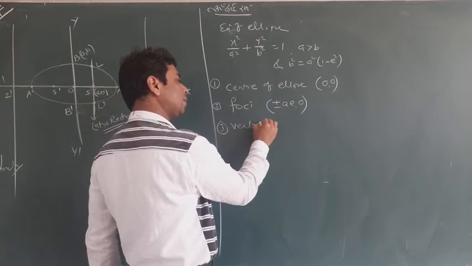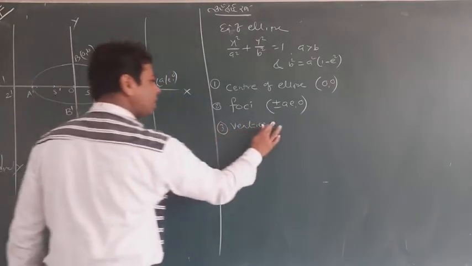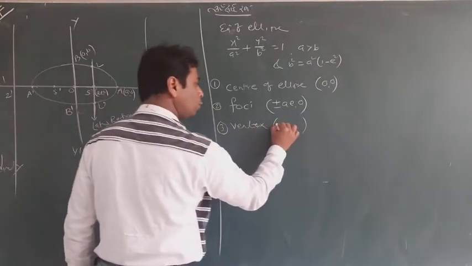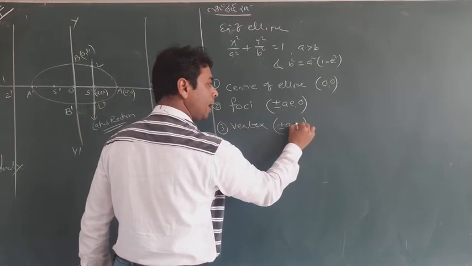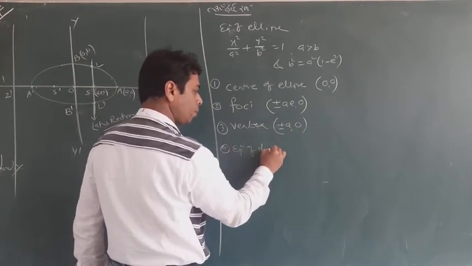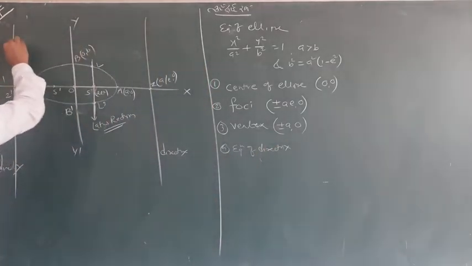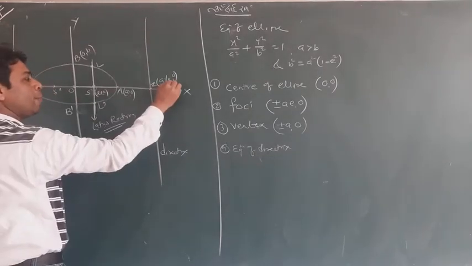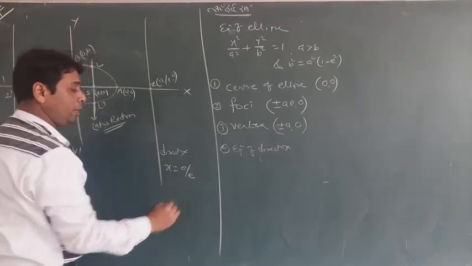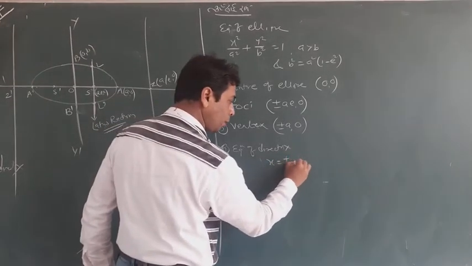Third, vertices. We have two vertices, A and A dash, which are plus minus A comma 0. Fourth, equation of directrix. We have two directrices, and they pass through A upon E, so they are parallel to the y-axis. So x equals A upon E, and definitely also x equals minus A upon E. Both together: x equals plus minus A upon E.